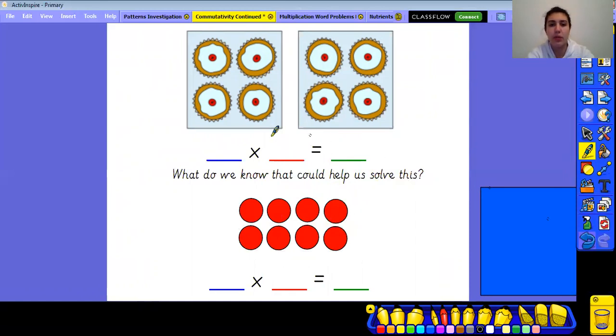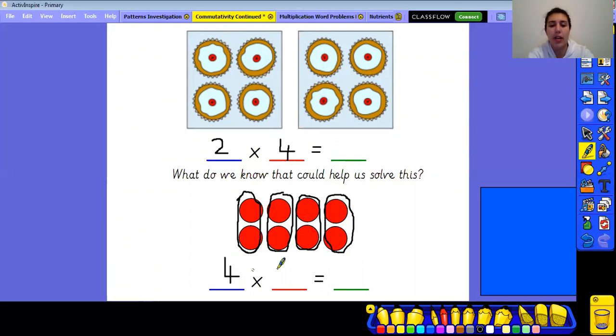multiplication is commutative. So what I could do is I could also, instead of grouping it going across, I could also group it going down like this, which would then mean that instead of having 2 groups of 4, I would actually have 4 groups of 2, and it would give me the same answer.